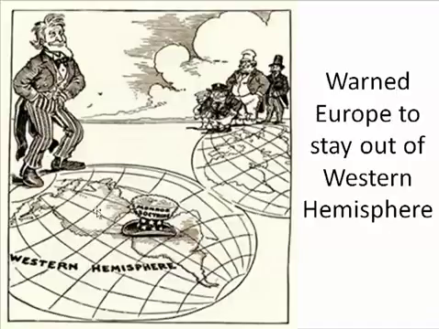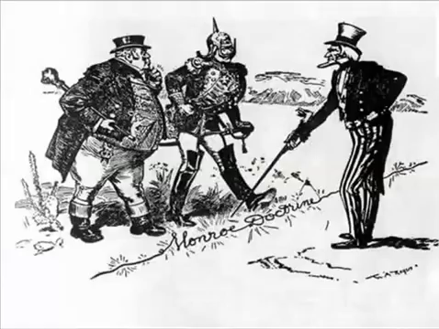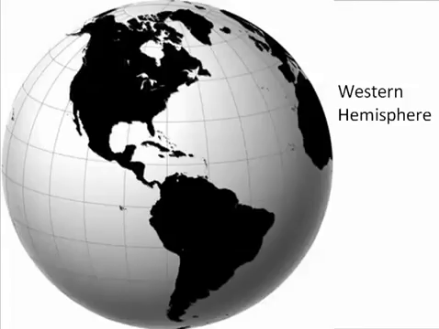There's South America, there's North America. So the United States is warning Europe, it's Great Britain, France, Germany, any of those nations in Europe, to stay out of the Western Hemisphere. And here's a different picture. The Monroe Doctrine draws a line in the dirt. This is the Western Hemisphere. This is our turf. Stay out of here. And there's a picture on the globe of the Western Hemisphere. Includes North America, Canada, Central America, and South America.